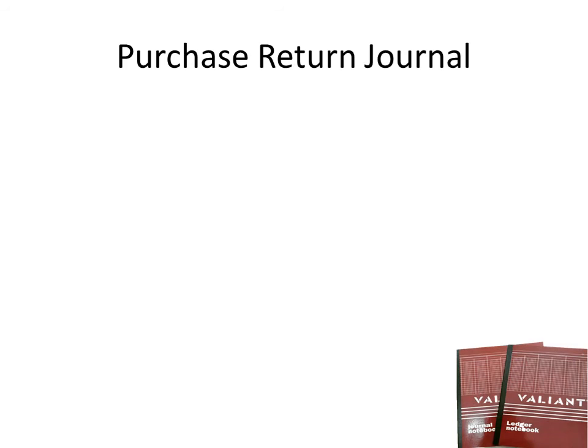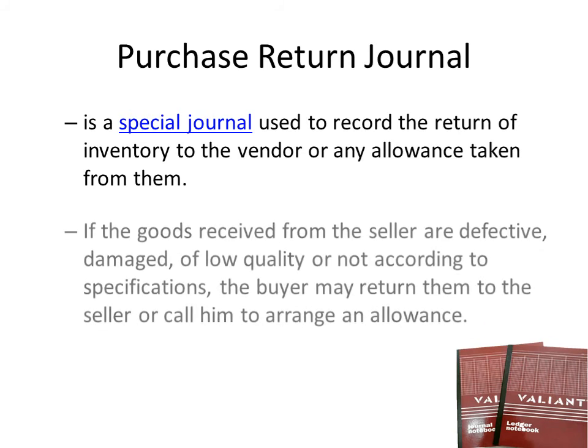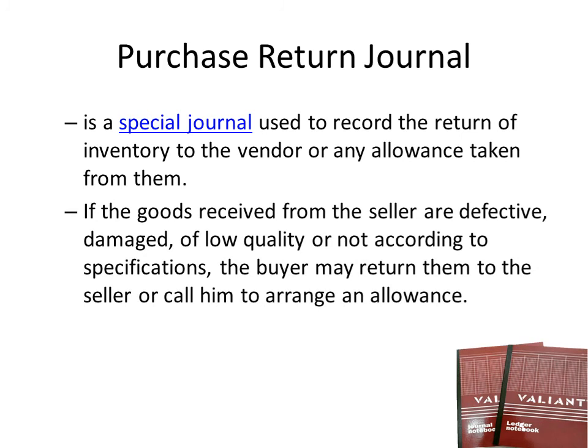Then we also take the contra account of our purchase journal, which is our purchase return journal. The purchase return journal is a special journal used to record the return of inventory to the vendor or any allowance taken from them. These are usually our purchase returns and allowances. If the goods received from the seller are defective, damaged, low quality, or not according to specification, the buyer may return them or ask for an allowance, meaning you pay a lesser amount. So we use the debit memo.